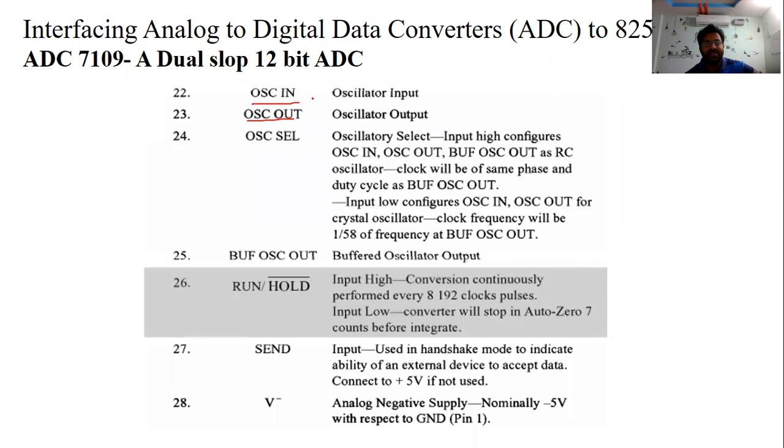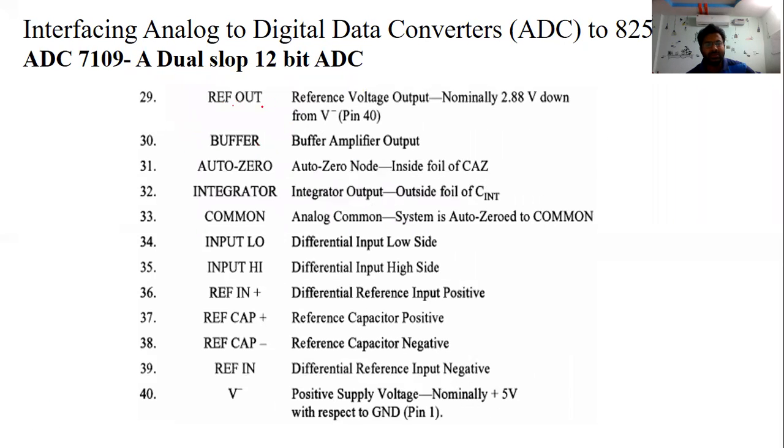Then oscillator input as well as oscillator output. The oscillator is supplying the clocks to this 12-bit converter. A separate clock for this one is available, so the oscillator input and oscillator output pins are available. Then selecting the oscillator means oscillator in or out or buffer oscillator. Buffer oscillator output means run and hold conversion is continuously performed every 8192 clock periods.